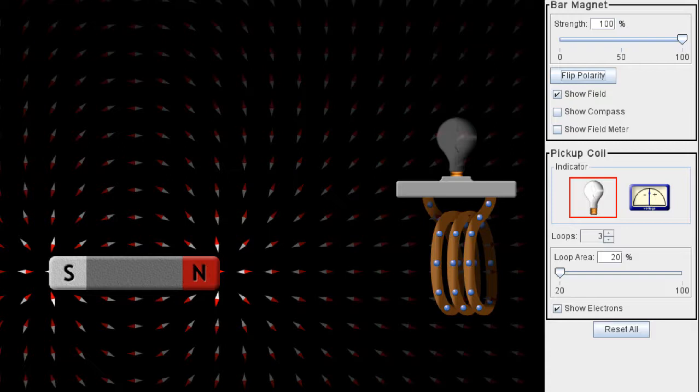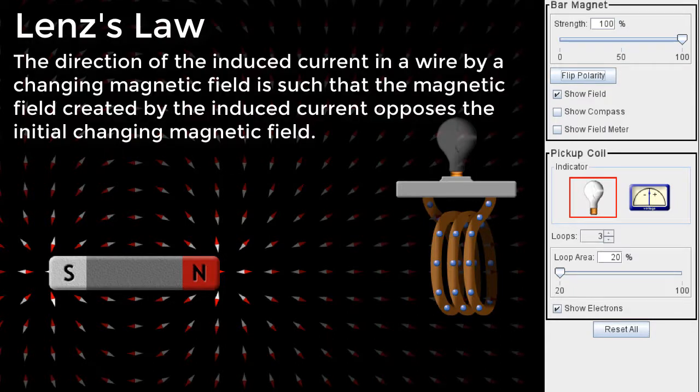And there's a law, and this law is known as Lenz's law, and it will tell us how we can figure this out. The law states that the direction of the induced current in the wire by a changing magnetic field is such that the magnetic field created by the induced current opposes the initial changing magnetic field. Now that sounds really complicated at first, but essentially it says that the current that's induced is going to make its own magnetic field, and it's going to be in the opposite direction as the change of the magnetic field due to the motion of our magnet. Still sounds a little bit complicated, so let's see that as an example.